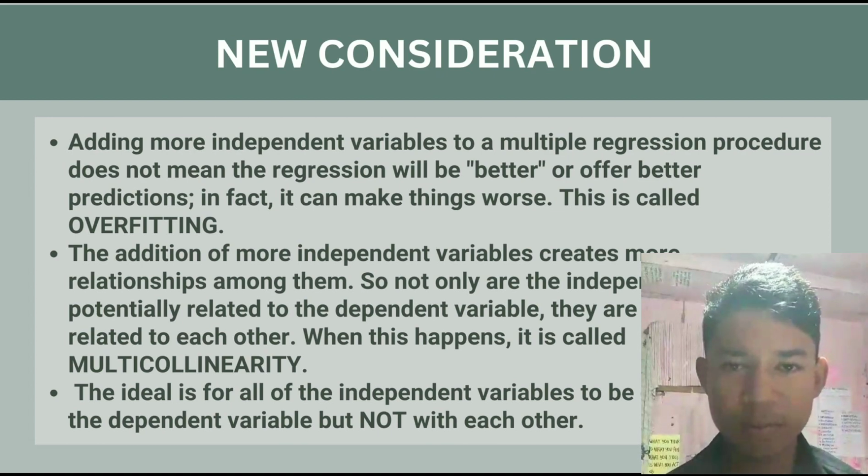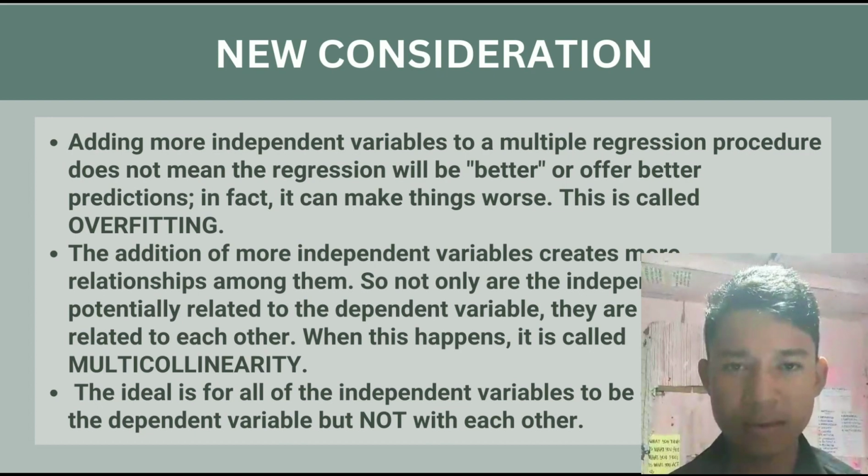So not only are the independent variables potentially related to the dependent variable, they are also potentially related to each other. When this happens, it is called multicollinearity. So it's called multicollinearity when the independent variables are correlated with each other.